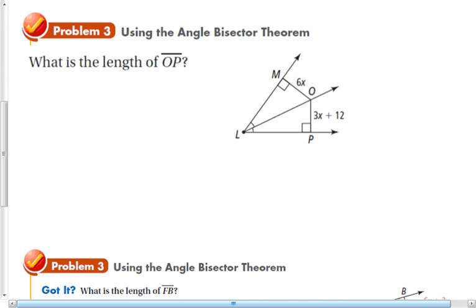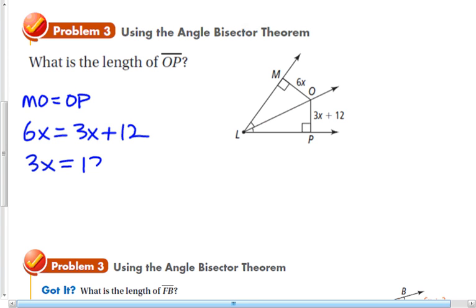What is the length of OP? So we're going to say that MO is equal to OP, and that's by the theorem we just talked about, the angle bisector theorem. And then we can substitute and we get 6x is equal to 3x plus 12. Subtracting, we get 3x equals 12. Dividing, we get x equals 4.